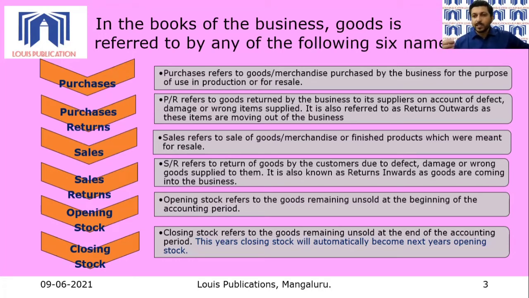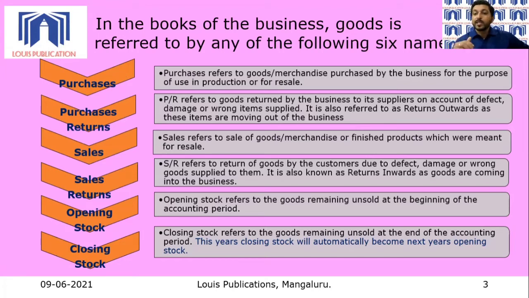The next is sales. When we are talking about sales, we are referring to items which were purchased for the purpose of sale. Items which are meant for resale are sold. You may come across an example where an old asset has been sold. Point to note, an old asset has been sold and not goods. So sale of goods will be recorded in sales accounts. But if an old asset is sold, that will be recorded in the concerned asset account and not in the sales account, because the sales account is focused on the sale of goods and not the sale of any other items. So sales refers to the sale of goods or merchandise or finished products which were meant for resale.